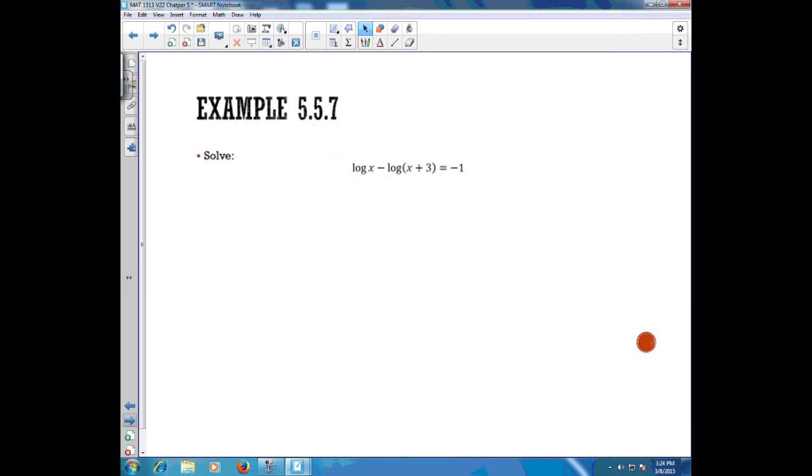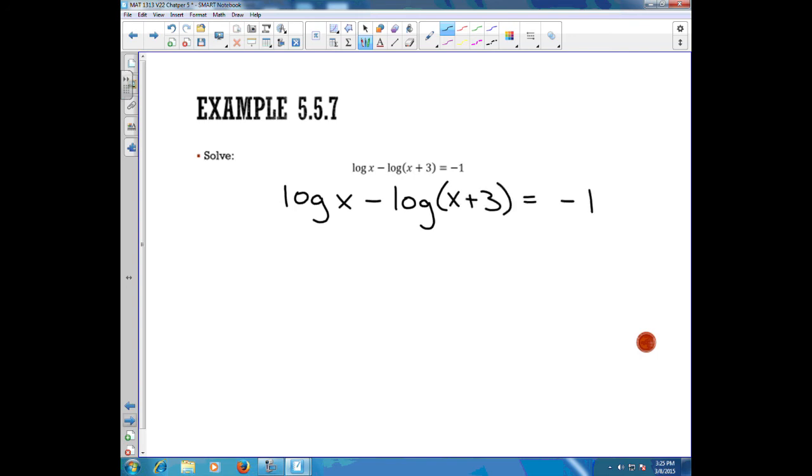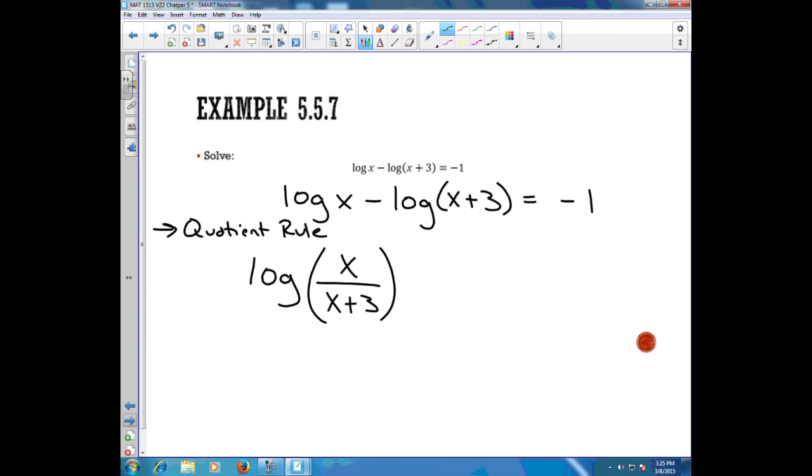So now let's try another example. This time we have log x minus log of x plus 3 equals negative 1. So once again, we have logs on one side, but not on the other. And so we have the log of a difference, two things subtracted from each other. So we can use the quotient rule and rewrite this as a fraction. So log of x divided by x plus 3. Remember, the negative term goes in the denominator. And that's equal to negative 1.